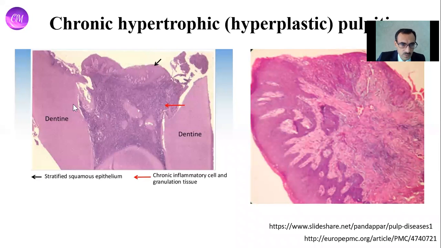In another illustration, we see the dentin zones and the adjacent tissues, and in the middle are chronic inflammatory cells and the granulation tissue with the covering stratified epithelium, and the high power of the pulp polyp. And we see the stratified epithelium and the inflammatory infiltration in the connective tissue of the pulp.